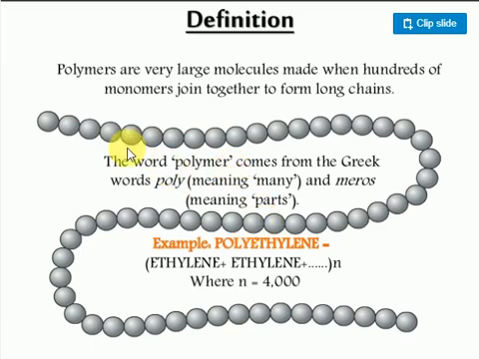So remember, when I discuss polymers, the word polymer comes from the Greek word. Poly means many, mer means units. Many units are joined together to form a polymer.